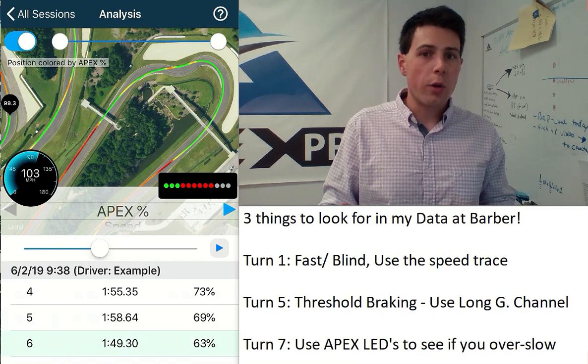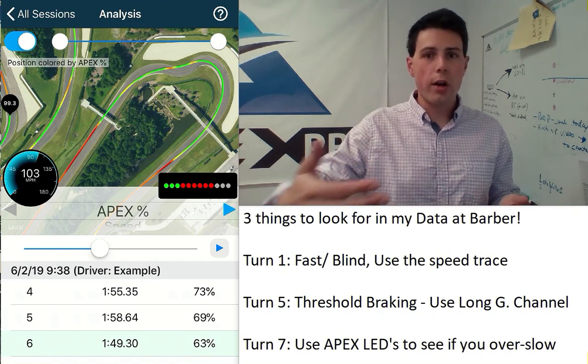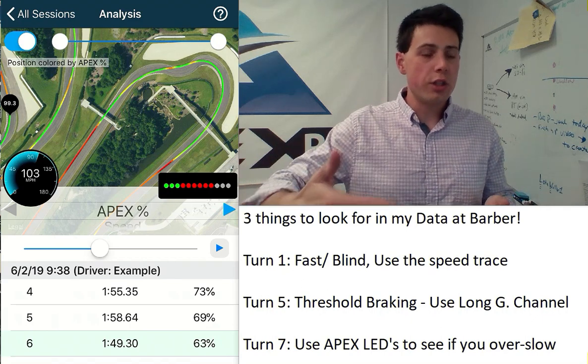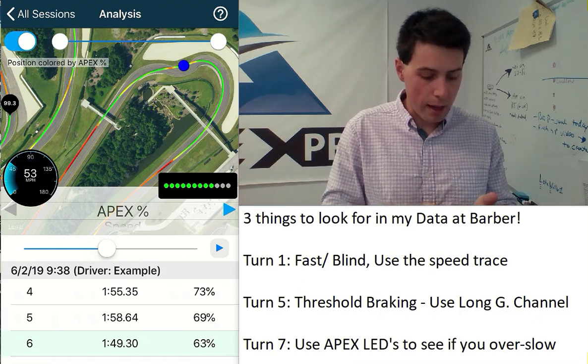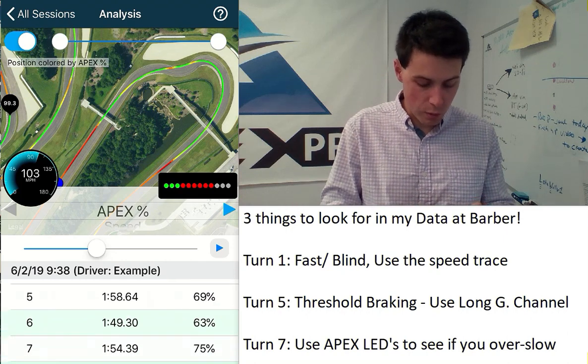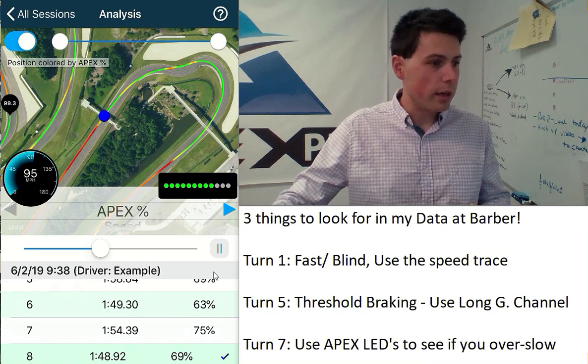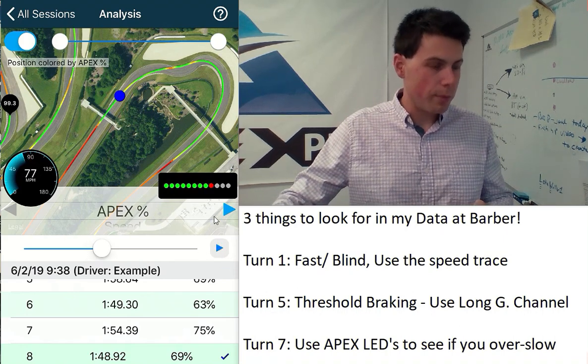What I like about the apex light review is that all you have to really know is where in the progression of the corner did you see red lights, and we can do that with the lap replay here, and that'll tell you a lot. All right, so we're going to watch this driver, this 1:48.92 lap. I'm going to press the play button. The play button is right here, and I'm going to watch the progression of lights.